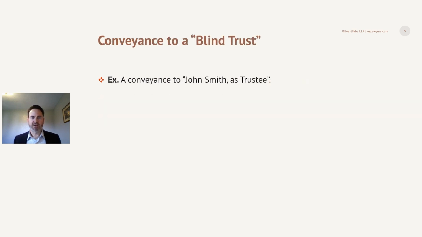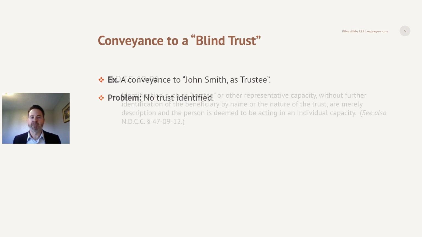So the first example we'll look at is conveyances to a blind trust. The record contains a conveyance to John Smith as trustee with no indication of the name of the trust. Is this a problem? Yes, the problem is the name of the trust is missing. So this is what we call a blind trust. The mineral deed names a trustee, but it does not identify the trust or disclose the names of the beneficiaries.